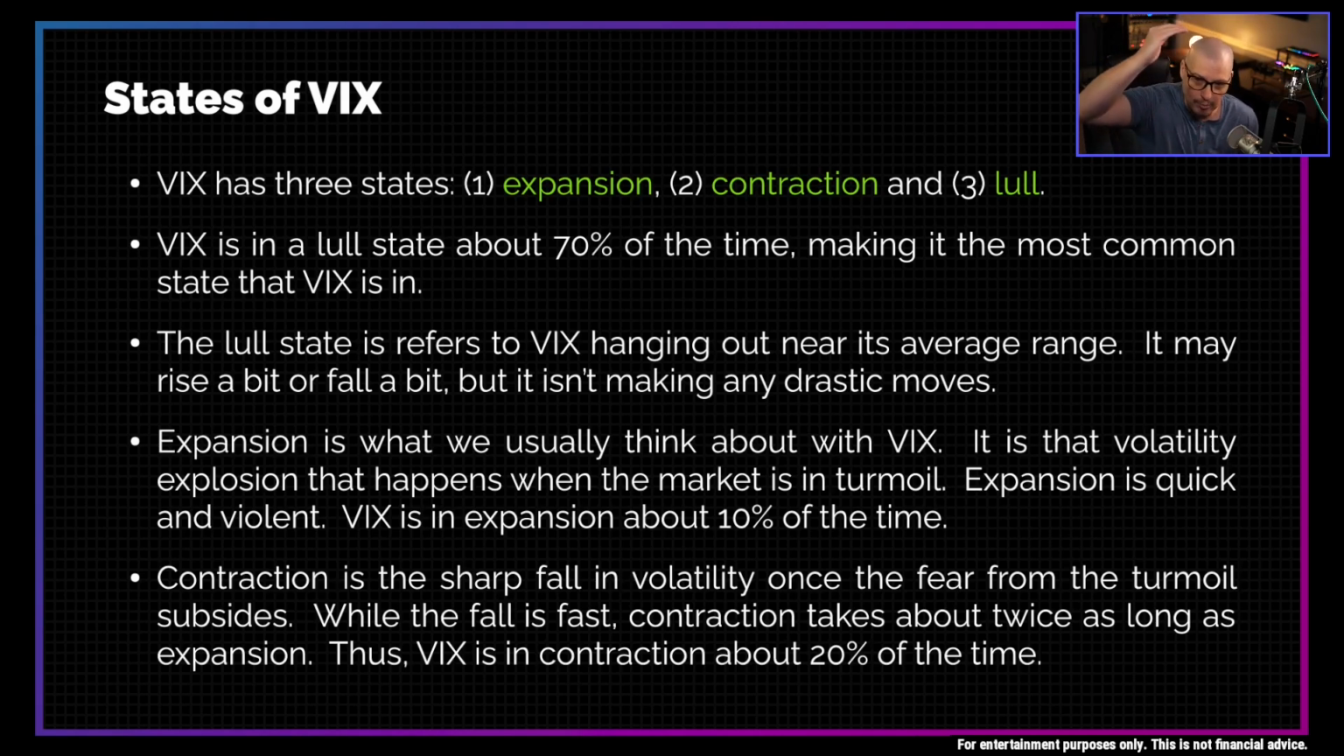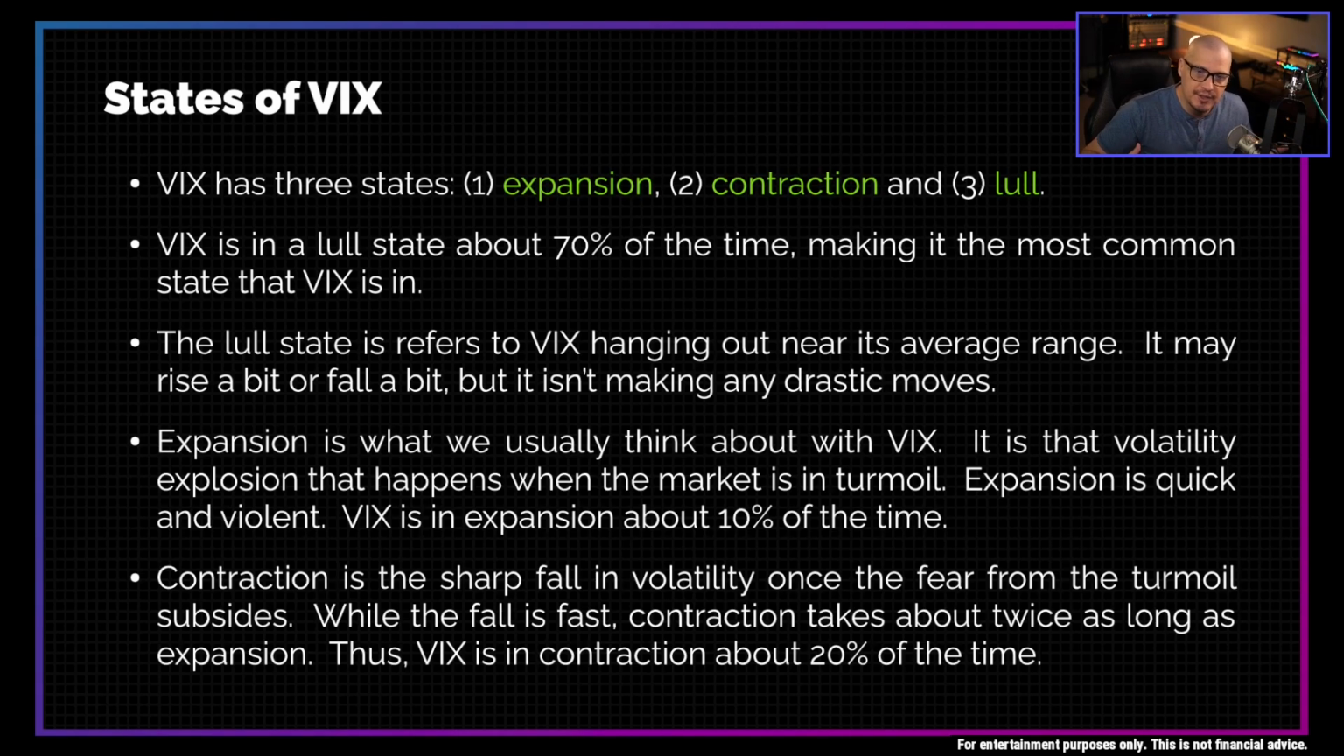And that's usually that sharp fall that happens in volatility. Once fear from whatever the turmoil was subsides, you're going to get a sharp fall, that contraction of volatility. Now, here's the thing. The expansion is much quicker than the contraction. Both are pretty fast, but the contraction usually takes about twice as long as the expansion. Thus, VIX is in expansion 10% of the time, but it's in contraction about 20% of the time because the contraction just takes a little longer. It's not quite as drastic and dramatic as the expansion.